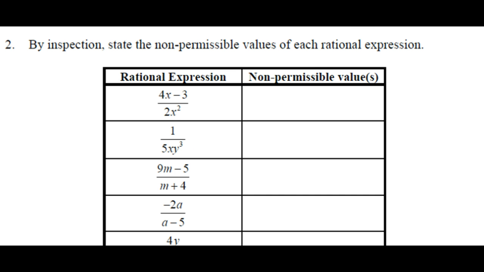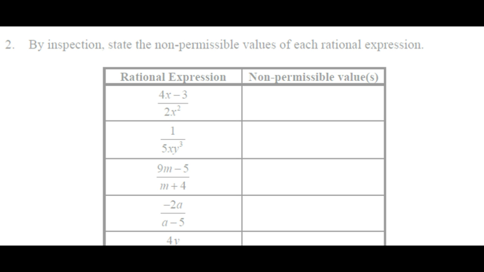By inspection, state. So state, you don't have to show work. This is where we're going. We just want to say, okay, what are the value or values? Thin line again. Just move the thing. Now you just do it.